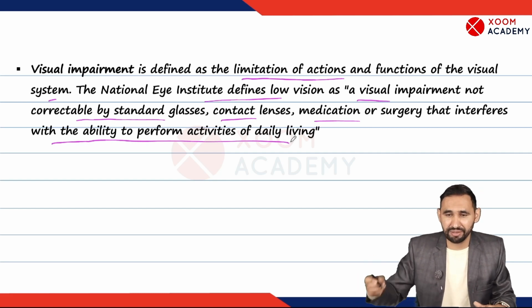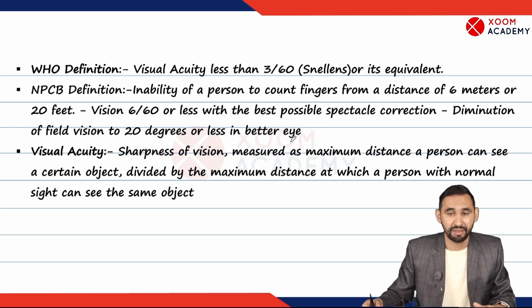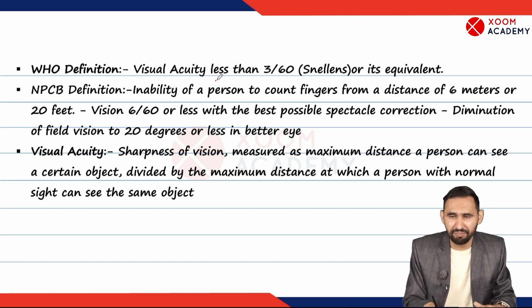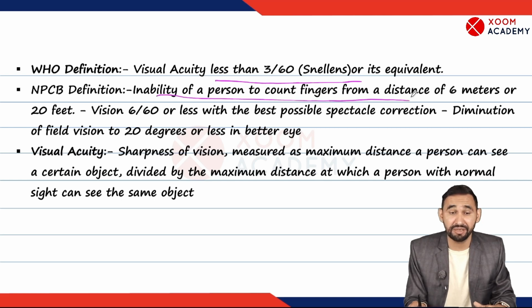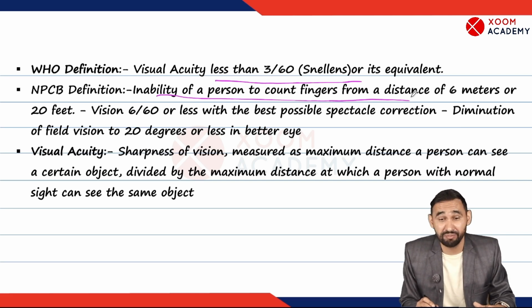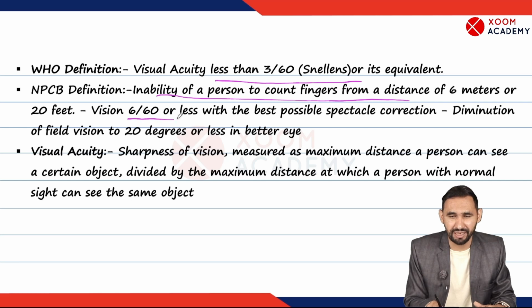There is a problem in seeing, in reading, in watching TV. WHO defines blindness as visual acuity less than 3 per 60 or its equivalent. This is the inability of a person to count fingers from a distance of 6 meters or 20 feet. If a person is unable to count fingers from this distance, he or she is blind. Vision 3 per 60 or less than that is blindness.